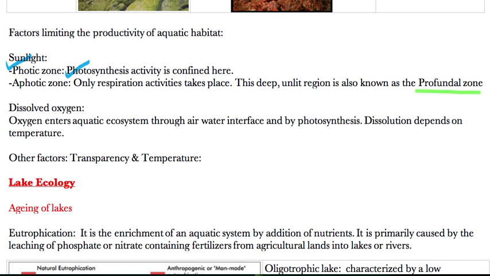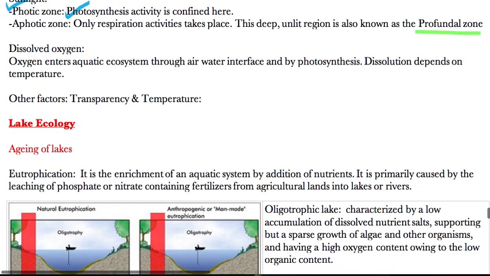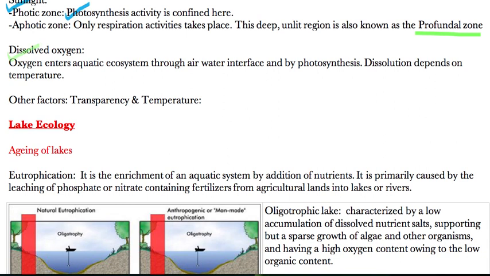Then another very important factor is dissolved oxygen. So how much oxygen is dissolved? Oxygen enters the aquatic ecosystem in two ways. One is the air-water interface and the other is a process called photosynthesis, which is done by phytoplankton. Then dissolution depends on temperature. Other factors of aquatic ecosystem productivity are transparency and temperature. If you have more transparent water, then the photic zone will be larger and photosynthesis will take place over a longer area. If the transparency is less, then the photic zone will be very much confined. Similarly, the dissolved oxygen will depend on temperature, so it is also a factor.